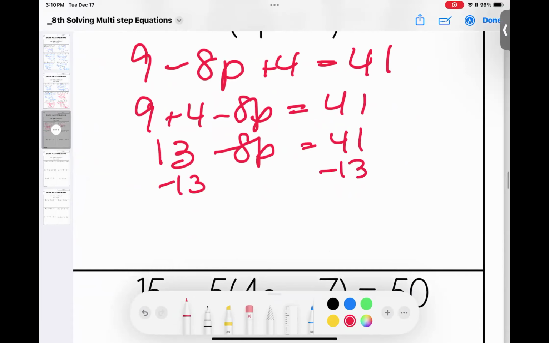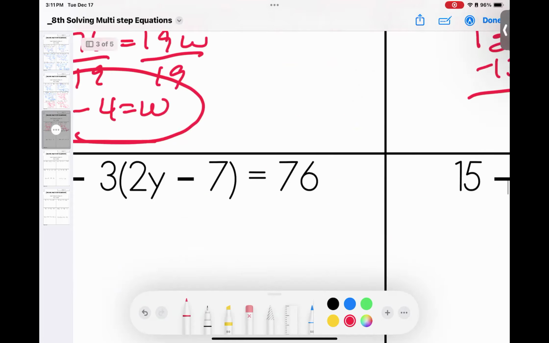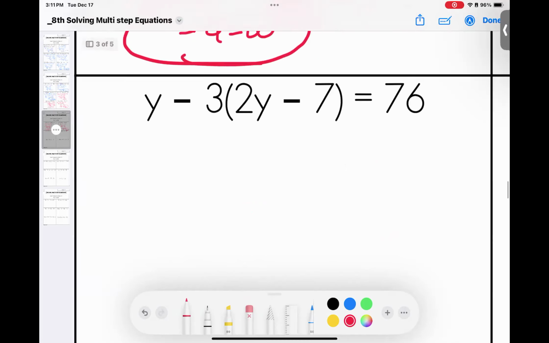Subtracting. I have negative 8p is equal to 28. Divided by negative 8, this is positive. Oh my goodness, brain. P is equal to negative 3.5.